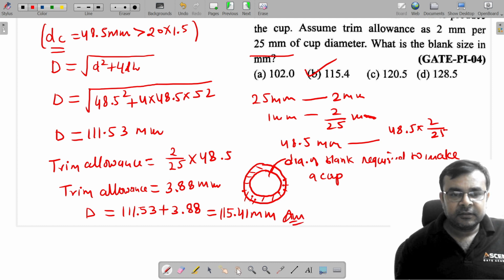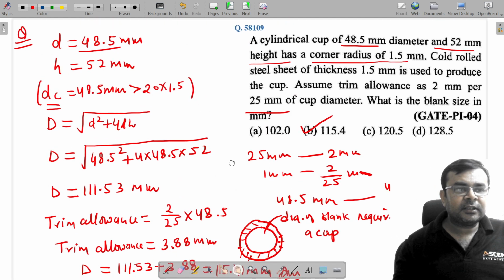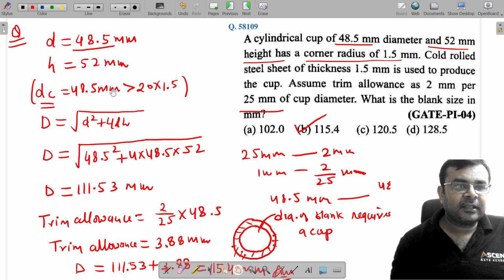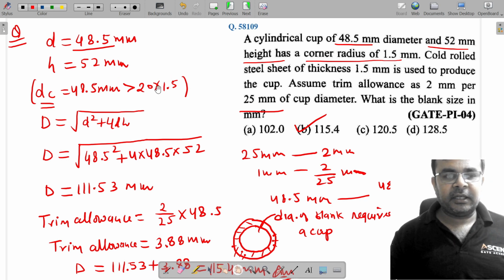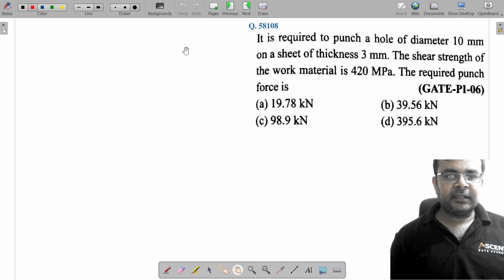Is it clear? So like this. Once you need to check whether the diameter of the cup is greater than 20 times the corner radius or not. If it is greater, then simply you use this relation for determining the size of the blank. Is it clear?